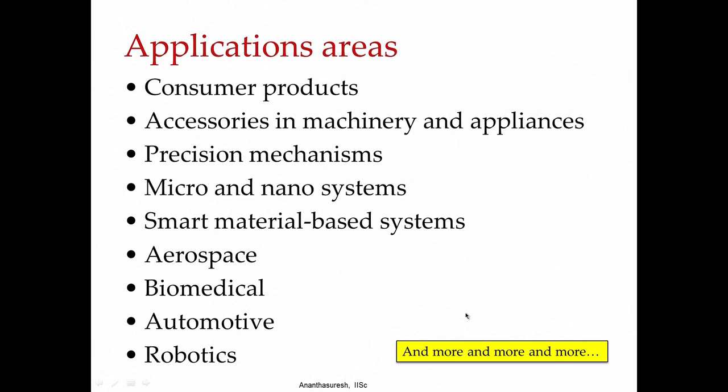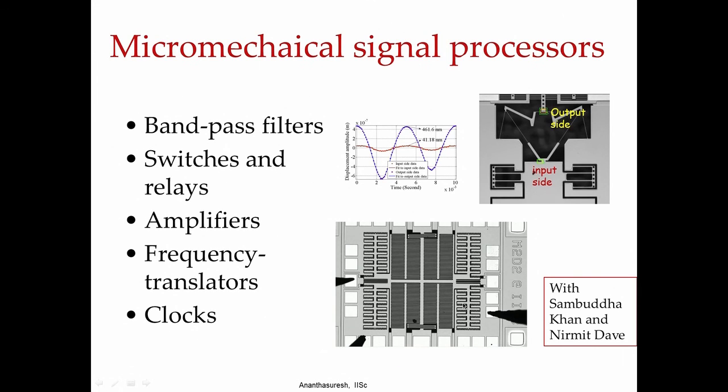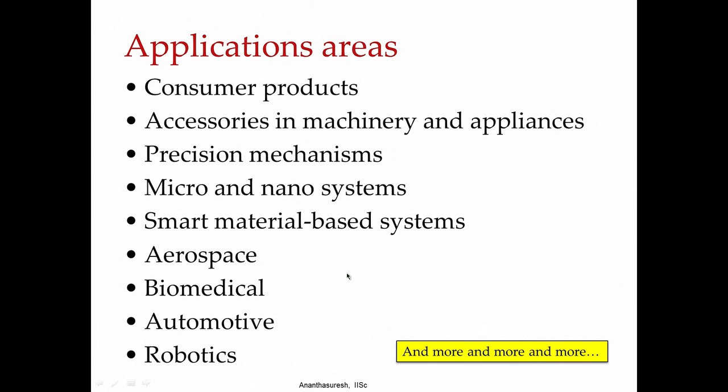There are many more applications of compliant mechanisms, and you can look up the slides. There is no need to explain all of that. Here you can have micromechanical signal processors, you can use band pass filtering, switches, relays, frequency translators, even clocks using compliant mechanisms. Just to recap, our application areas are very vast, and we only looked at one or two examples from each application area, and there are many more application areas. Again, one thing to remember is that whatever rigid body linkages or conventional mechanisms can do, compliant mechanisms can also do that job.